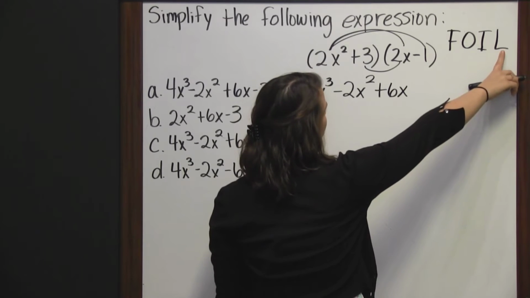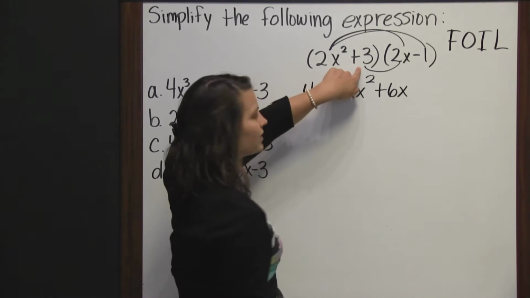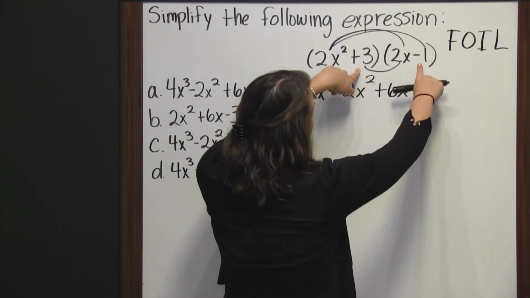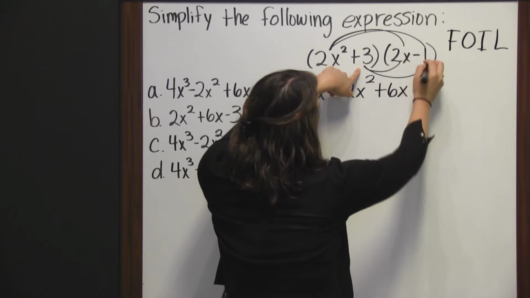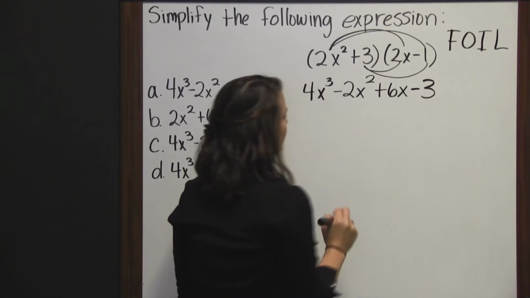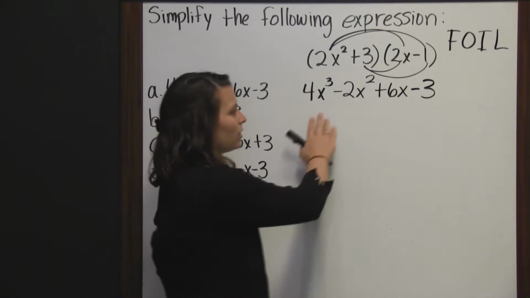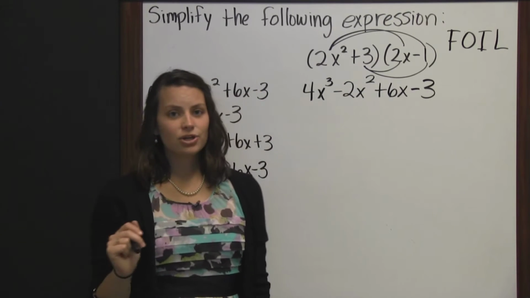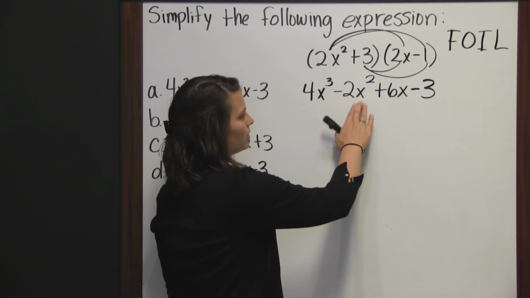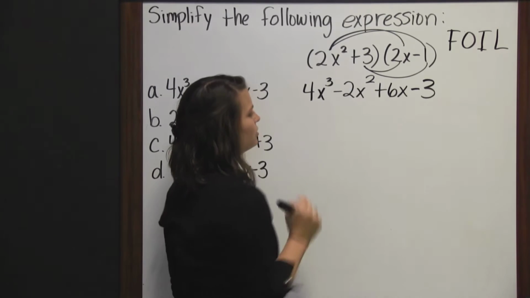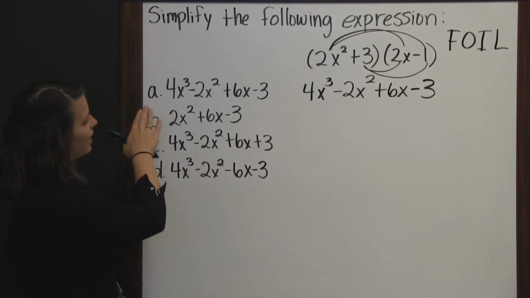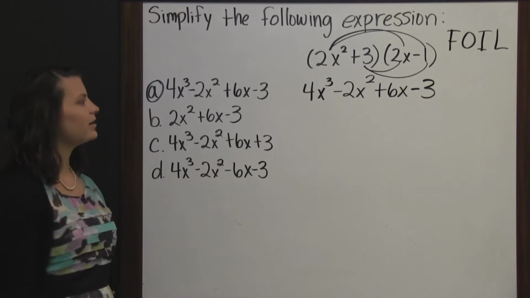And then finally, our last terms. So the last term in the first set of parentheses and the last term in the second set of parentheses. 3 times negative 1, which is negative 3. Then we'd want to see if we had any like terms to combine, and we don't. We have a cubic x term, a squared x term, an x term, and then just a constant. So that's our answer, which matches answer choice A.